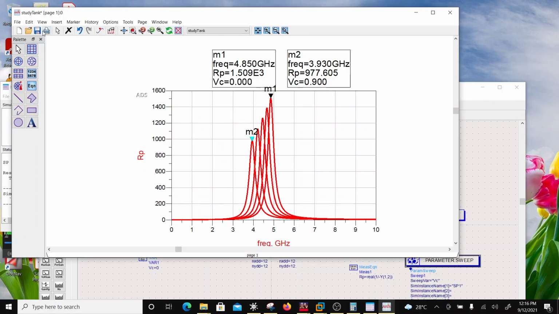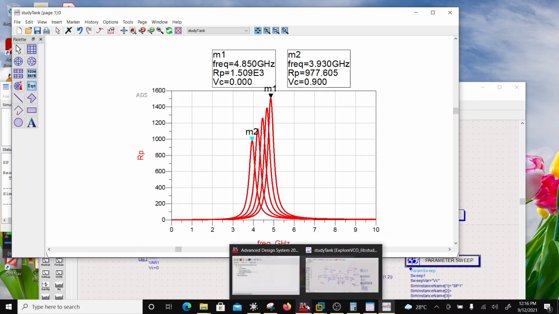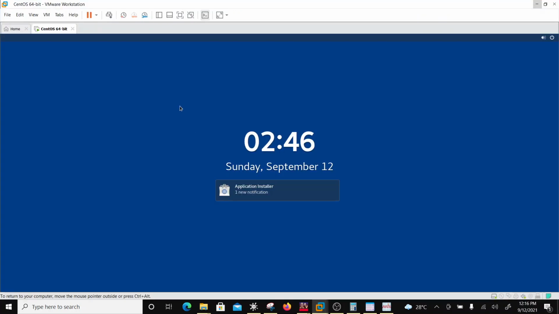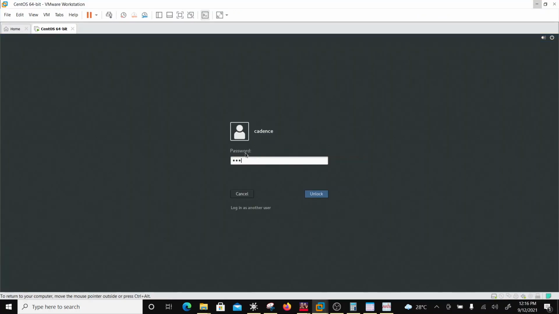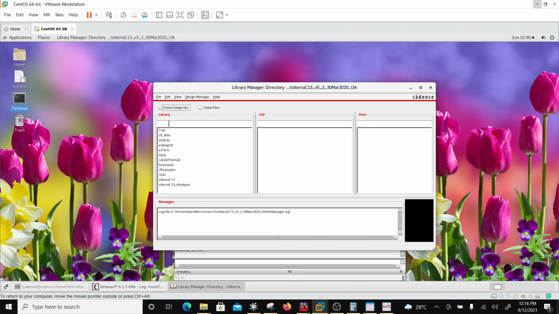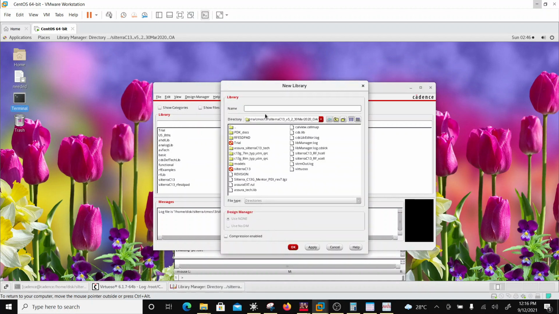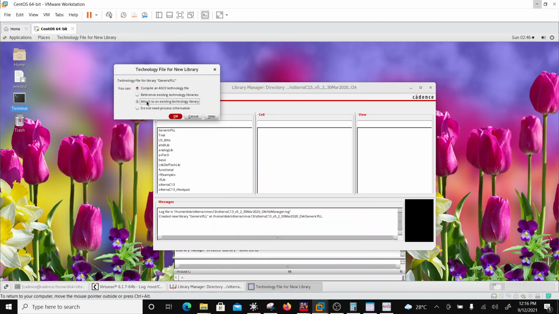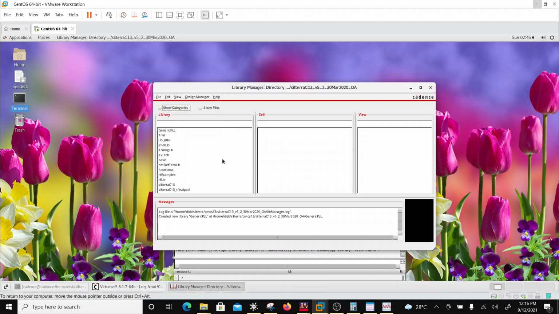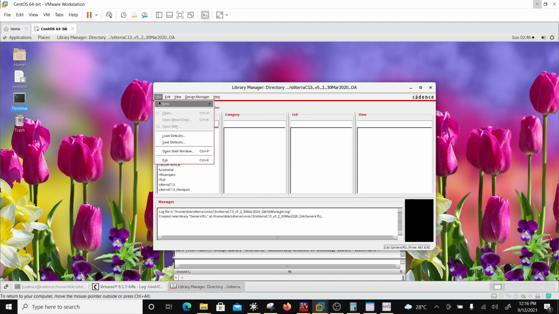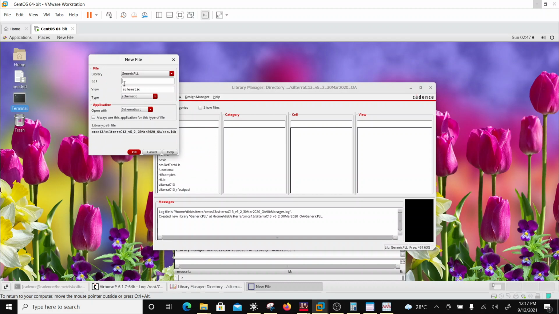Okay, now I am going to go ahead and design this. So I'm going to make a new library, and I will call this library generic PLL. Okay, and I'm going to attach a technology file to this, and that is going to be CMOS 130 nanometer. And I have this over here, and I'm going to say file new, and here I'm going to say cell view, and here I'm going to say is VCO Wi-Fi 6E. Okay, so I'm designing that.